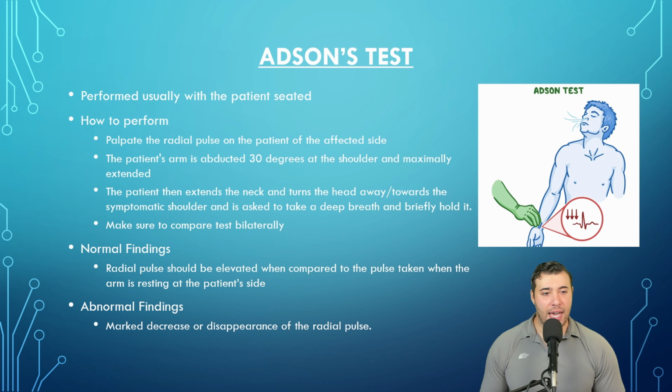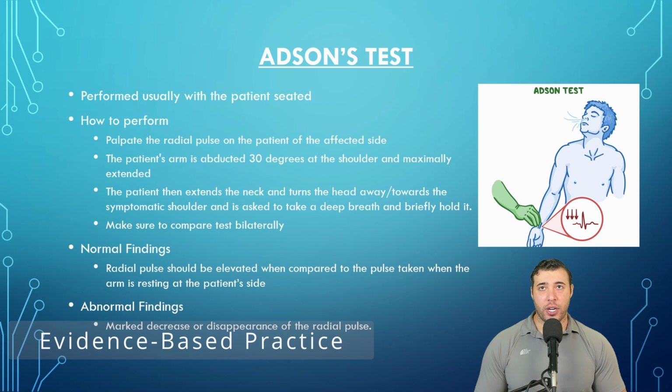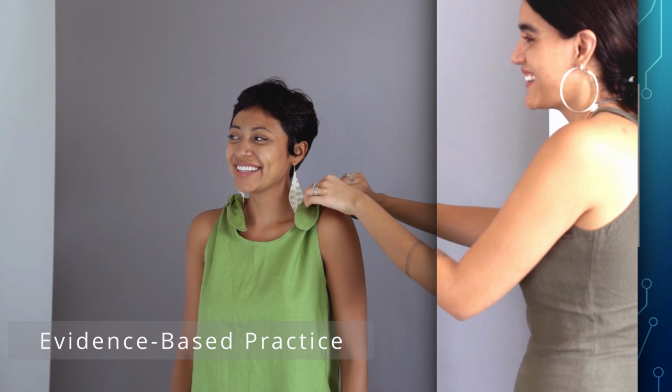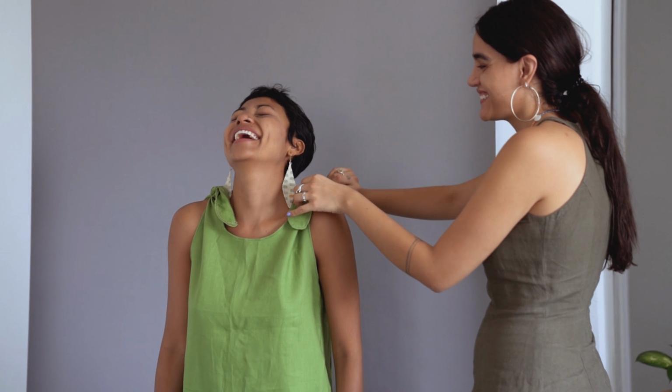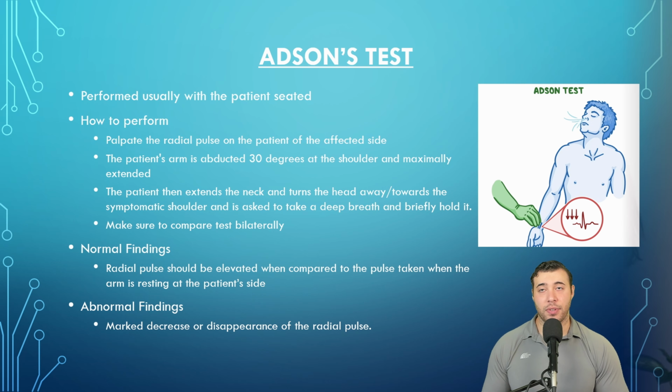The next one that we have is the Adson's test. Now this is usually performed with the patient seated. Let's take a look at how to perform it. So the practitioner is going to palpate the radial pulse on the patient's affected side. The patient's arm is abducted 30 degrees at the shoulder and maximally extended. The patient extends the neck and turns the head either away or towards the symptomatic shoulder and is asked to take a deep breath and briefly hold it.